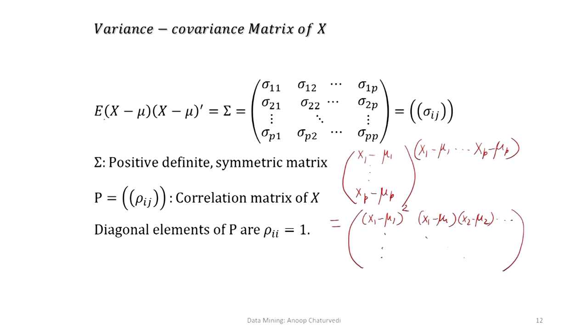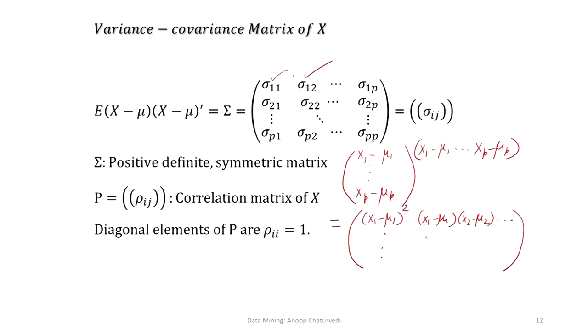And then we take expectation. So, expectation of this matrix means expectation of each and every element of this matrix. Now, expectation of (x1 minus mu1) square is equal to sigma 11. Expectation of (x1 minus mu1)(x2 minus mu2) is equal to sigma 12, and so on. So, this is how we get this p cross p matrix. And this matrix is called the variance covariance matrix of x. The reason is that the diagonal elements of this matrix, say sigma 11, sigma 22, and so on, sigma pp, these are the variances. Say sigma 11 is the variance of x1, sigma 22 is the variance of x2, and so on, sigma pp is the variance of xp.